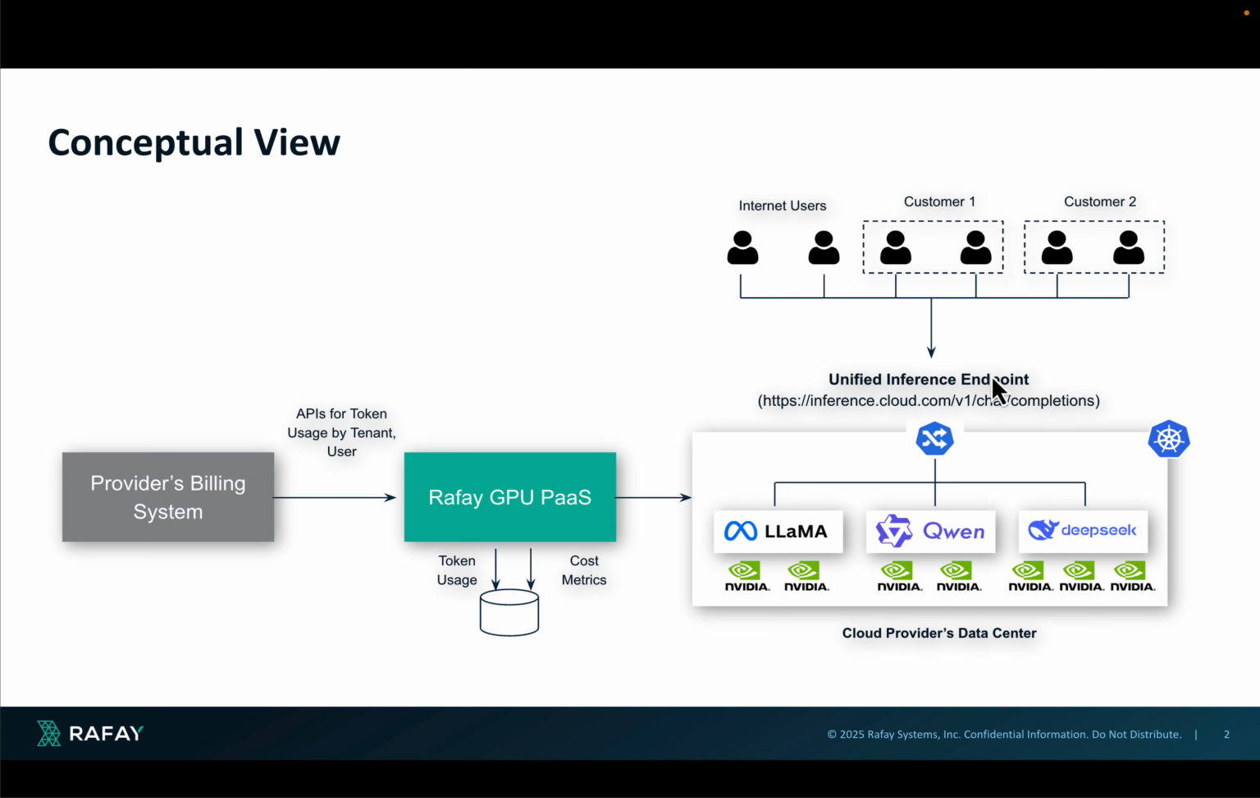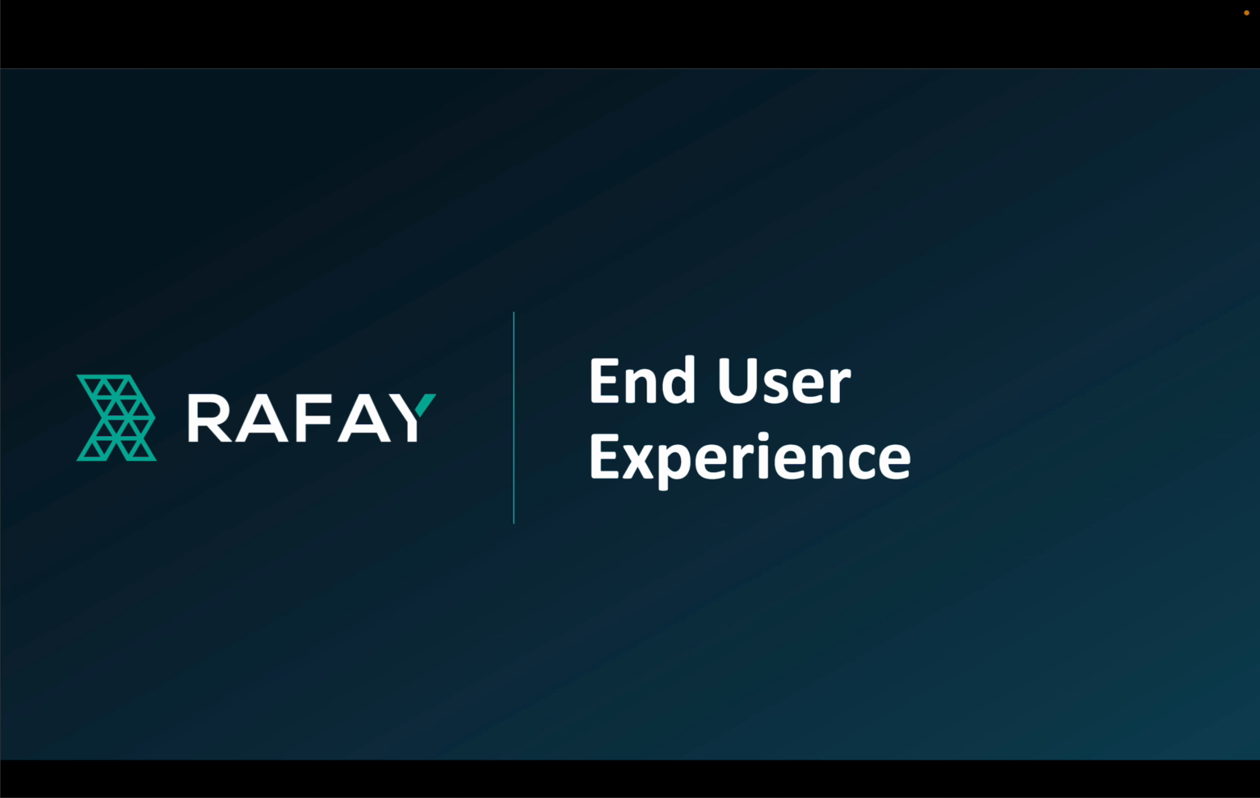And these inference endpoints can be used by both individual retail internet users and users inside specific customers such as Coke and Pepsi. And this whole thing can be delivered using Rafay's GPU PaaS, and all the token usage and cost metrics, etc. are stored, and they can be retrieved and used for billing purposes by the cloud provider's billing system. So let's start with the end user experience.